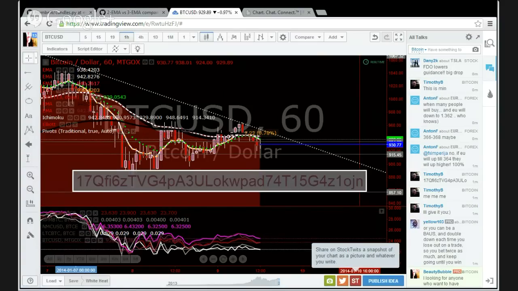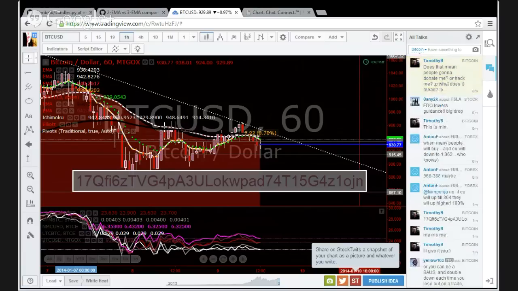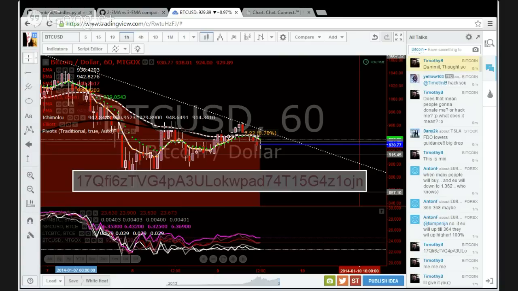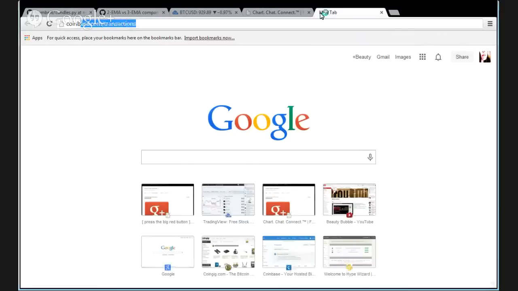Put a 0.00000, right? You want to send just the most micro amount to, that's right, 17QFI6ZTVG4PA3ULOKWPAD74T15G4Z1OJN. There you go. So we'll do like 3 or 4 of those. It's pretty cool. This is just to encourage. In fact, let me see what the Coinbase rate is right now.